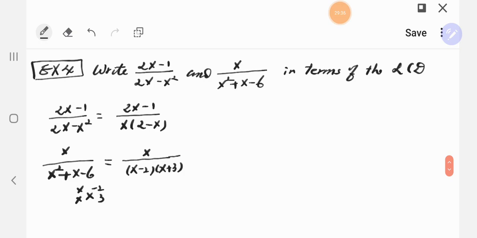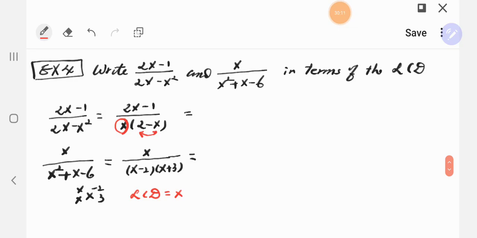So as you can see this, what is the LCD? Let's directly use this. The LCD is the product of all the factors that has the largest exponent. So here is x, then 2 minus x, and this is x minus 2. So why don't we interchange these two? Interchange these two, then put the negative sign outside.